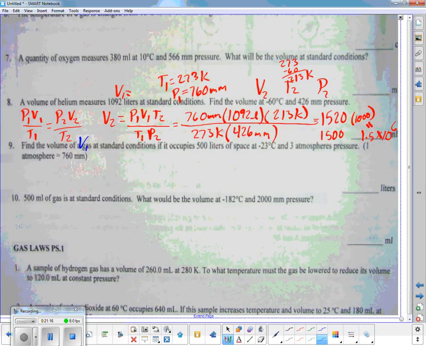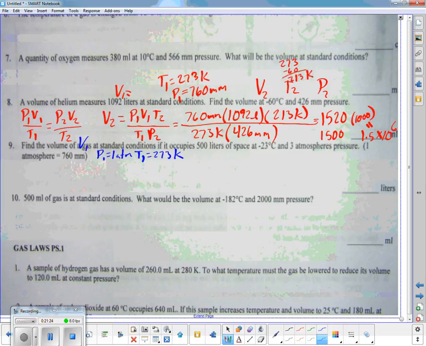Okay, we'll try this again. P1 equals 1 atmosphere, and temperature equals 273 K. Then we've got a volume 2 right here, and a temperature 2 right here. We're going to have to add 273, which is going to make it 250 K. And we've got a P2 here of 3 atmospheres.